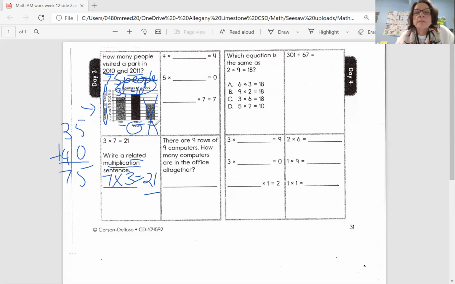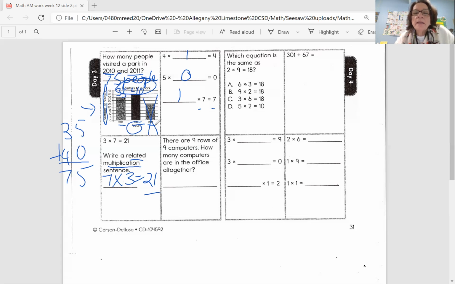All right, on the next one, we're still continuing the patterns, multiplying by 0 and 1. So we have 4 times blank equals 4. Well, I have two numbers that are the same, so my other number must be 1. 4 times 1 equals 4. The next one is 5 times blank equals 0. Well, I have a 0. So remember, 0 is the hero. We need 2 zeros in our number sentence when we have zeros in it. So it would be 5 times 0 equals 0. Any number times 0 is 0. And the last one again is blank times 7 equals 7. I have 2 7s, so my answer would be 1. 1 times 7 equals 7.